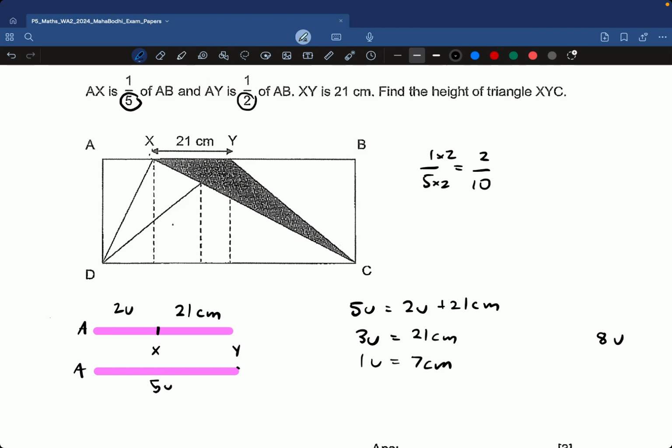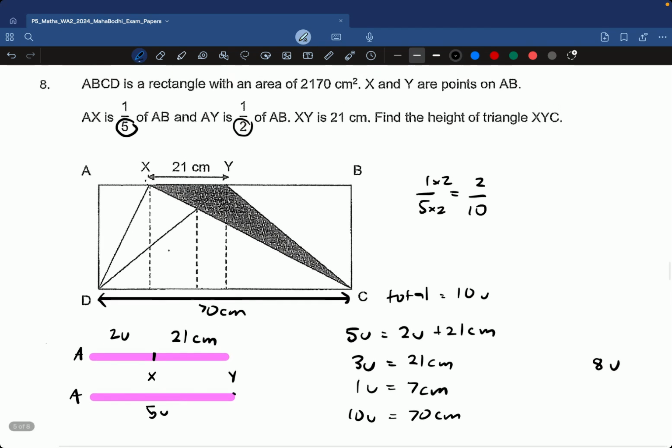So what is the total units? We know that the total units is 10, because we multiply by 10. So total is equal to 10 units. So 10 units is equal to 70 centimeters. So we know that this whole length over here is 70 centimeters. All right. So if we know one of the lengths, can we know the breadth over here?